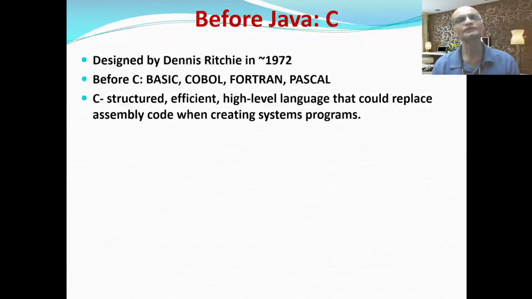So when it comes to C per se, C is basically a high level language, and that could replace the assembly code when creating systems programs. The reason is that you can't write assembly programs very easily. One needs to understand the architecture of the processor, one needs to be aware of the assembler and things like that.